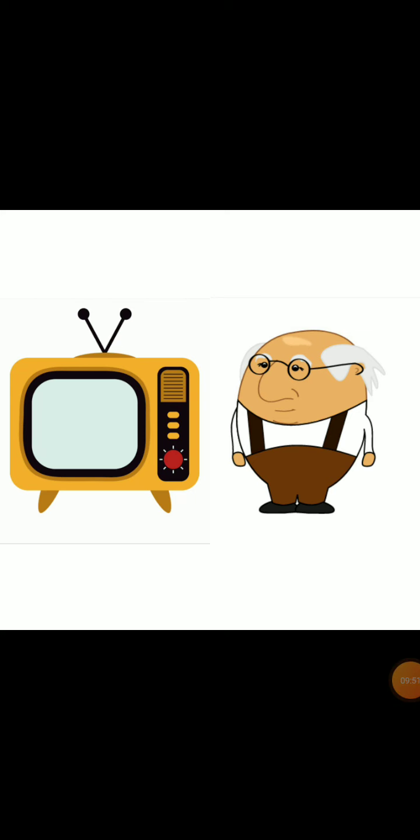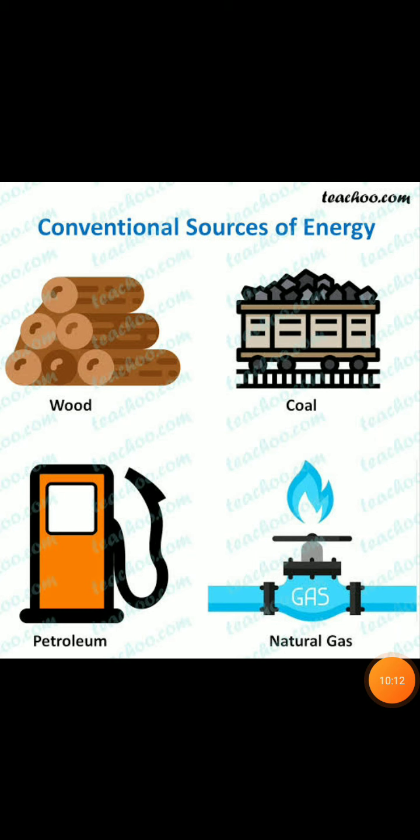You can see the picture displayed on the screen, which is used by the ancient people. And nowadays we use this type of things which are updated by the latest technology. So, which are the conventional sources of energy? They are wood, coal, petroleum, and natural gas. These all are considered conventional sources of energy.